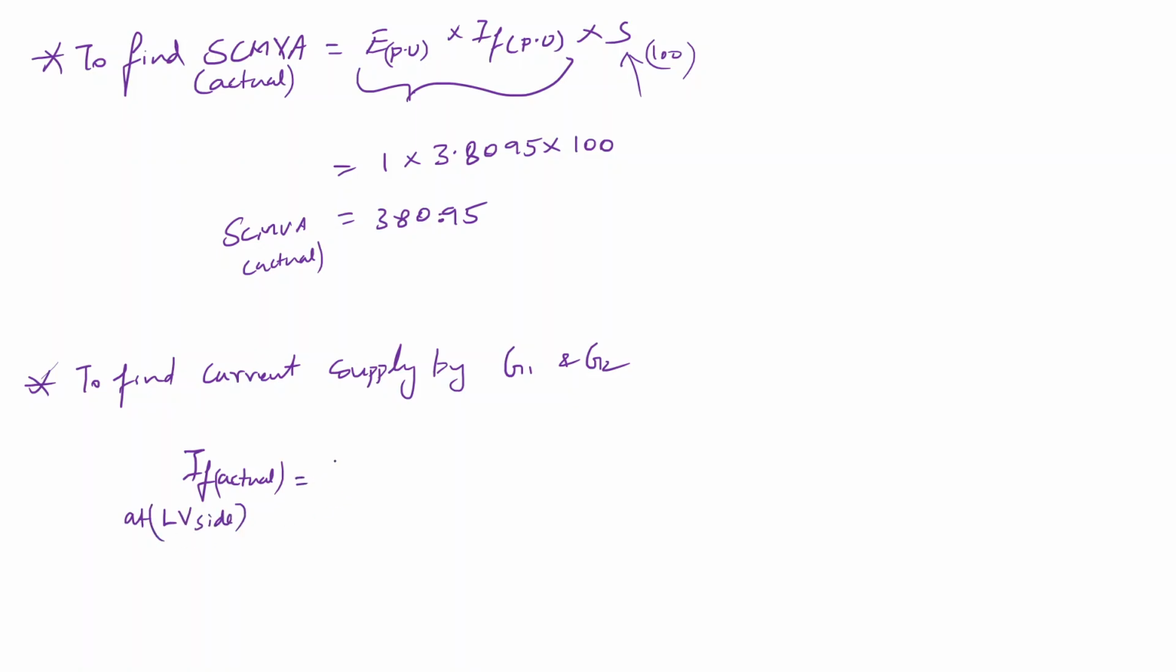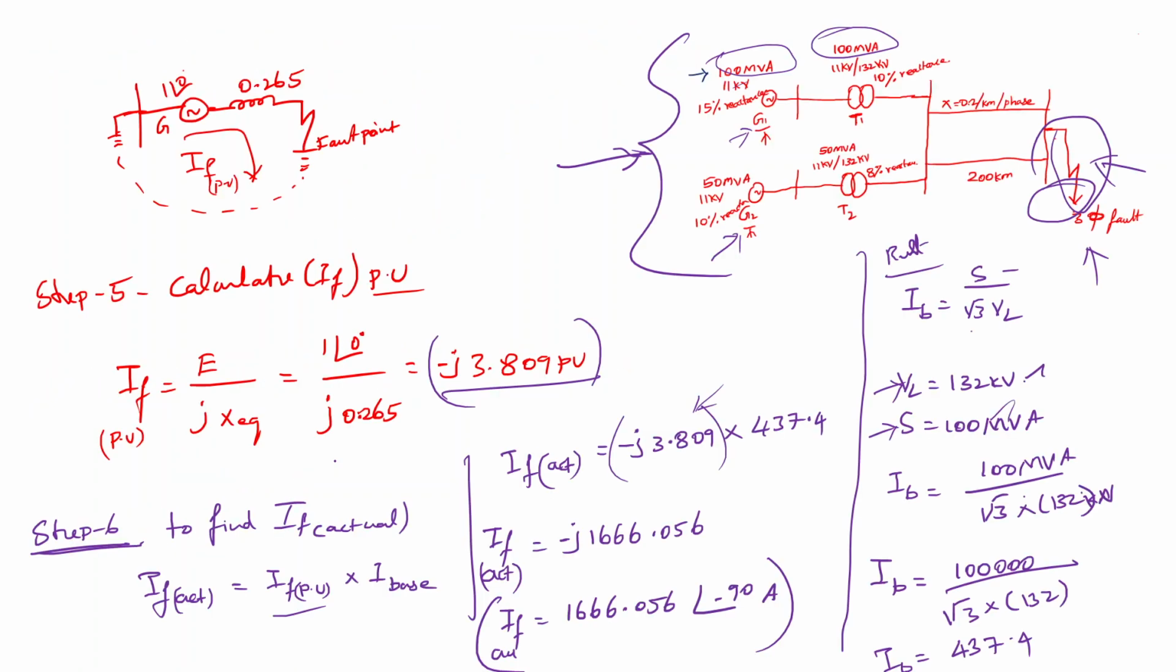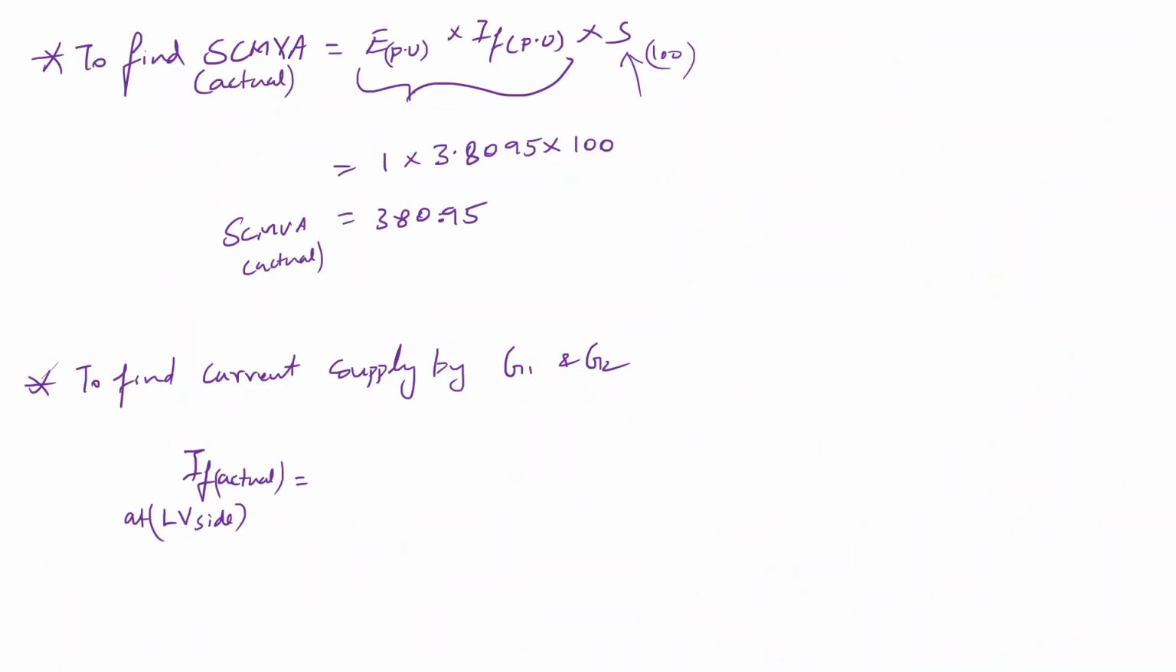So how we can find out is, the actual formula we write by taking this 437.4, that is I base value at high voltage side. So this VL we taken from the high voltage side, and from taking this VL at high voltage side, we got this 437.4. But now I need to find out at low voltage side. So how can we do that?